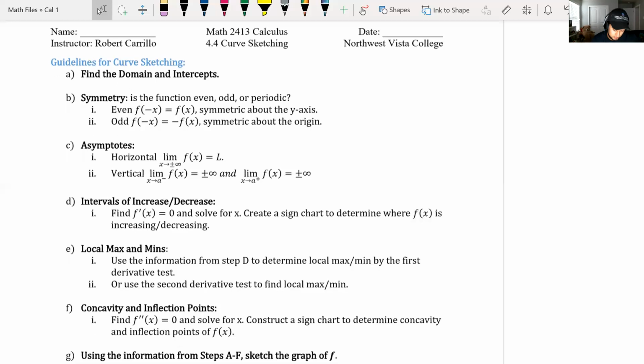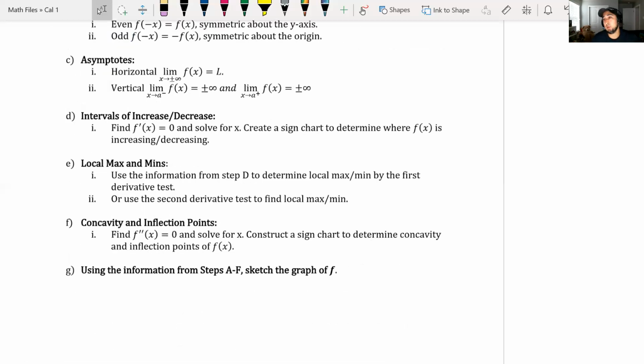All right. Steps D and E are what we've learned so far, I think, in 4.1 and 4.3. We will look for intervals of increase and decrease and then maxes and mins. Remember, to find maxes and mins, you take the first derivative, you set it equal to 0, you solve for x, you make a sign chart, you pick test numbers. Whether you increase or decrease will show you where we'll find your maxes and mins.